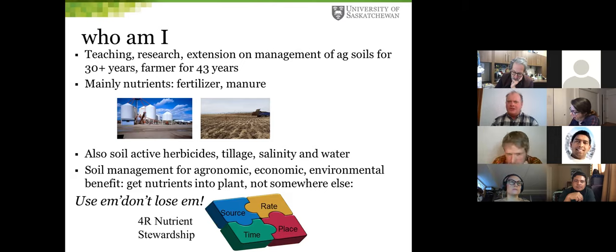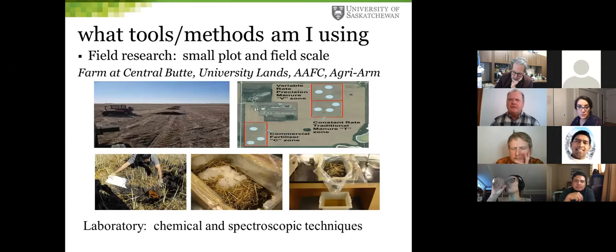So I'm really looking at soil management for agronomic, economic, and environmental benefit, really wanting to get those nutrients into the plant, not somewhere else. So my adage is always use those nutrients, don't lose them. And to that end, a very important emphasis of mine is on 4R nutrient stewardship: right source, right rate, right time, and right place. As for the tools and methods I'm using, I do a lot of field research, and that includes both small plot work and field scale. I have my farm at Central Butte that I use for both small plot and landscape scale studies, as well as university lands like the Livestock Forage Center of Excellence, and I also work with folks at Agriculture and Agri-Food Canada and AgriArm sites, provincial ones as well.